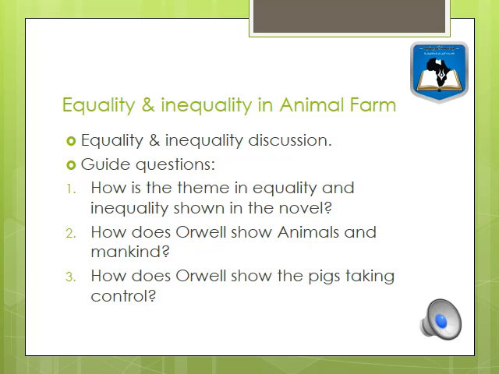So now I give you here a list of guide questions for which I want you to seek the answers. Question number one: how is the theme of equality and inequality shown in the novel? And question number two: how does Orwell show animals and mankind? Question number three: how does Orwell show the pigs taking control of the farm?